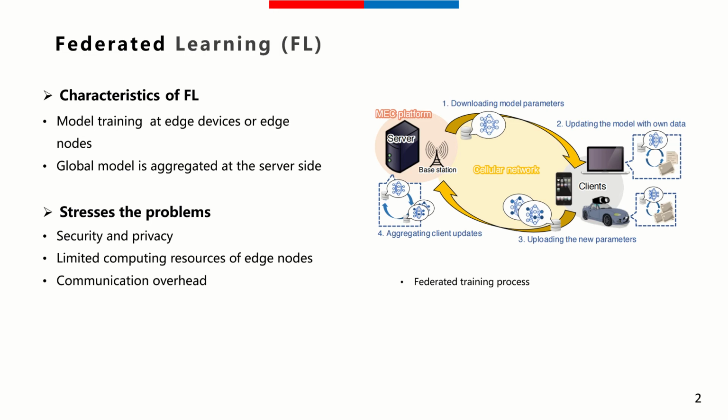Finally, the server aggregates all uploaded local models to generate a new global model. These steps are repeated until the global model converges or predefined conditions are attained. By training models locally, FL addresses security and privacy problems, the limited computing resources of edge nodes, and communication overhead.